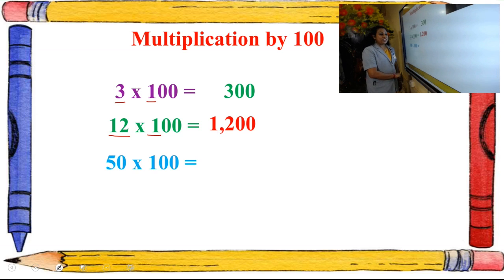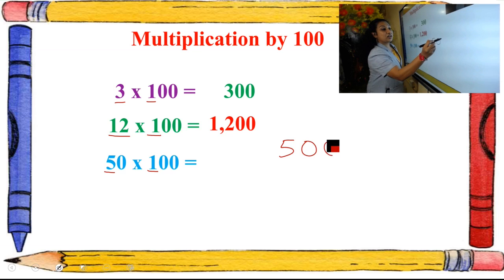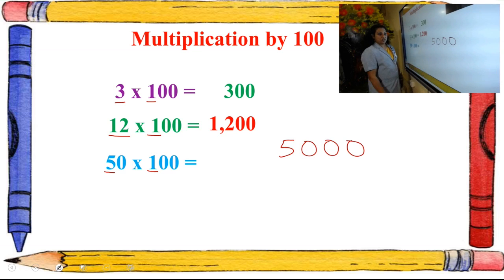Next, 50 into 100. I told just multiply it with 1 and add 2 zeros. Or what will you do? Just multiply the counting numbers. 5 into 1 is 5, and count the total number of zeros in the question. 1, 2, 3. So you should write 3 zeros. So 50 into 1 is 50 and add 2 zeros. So the answer is 5000.